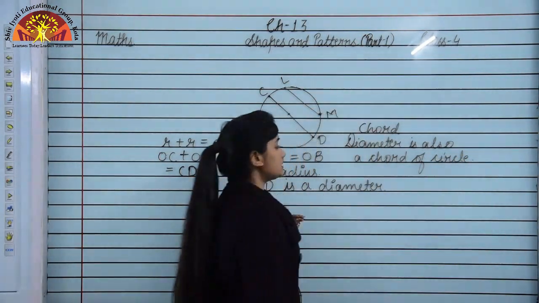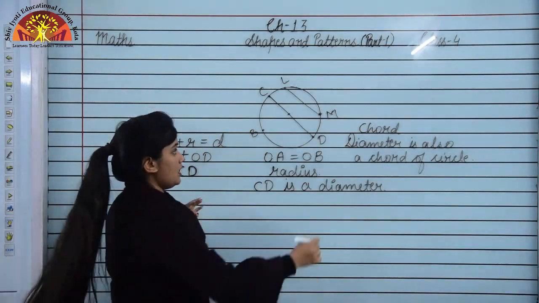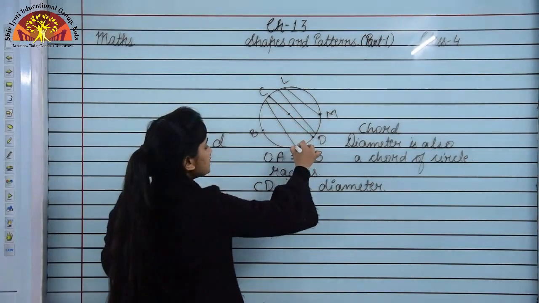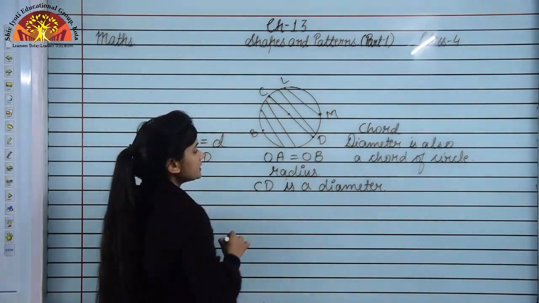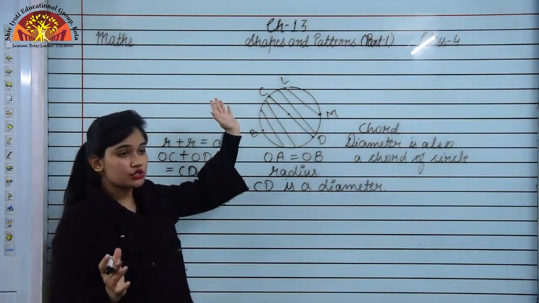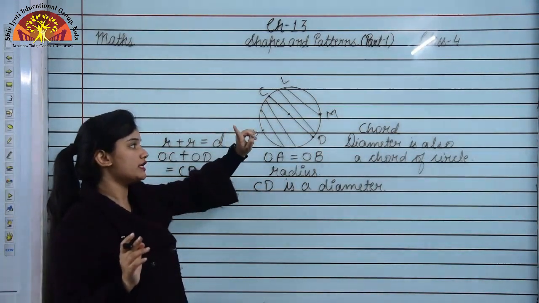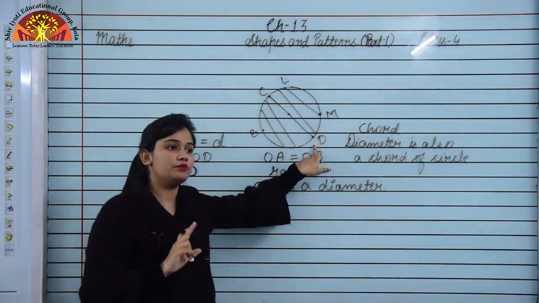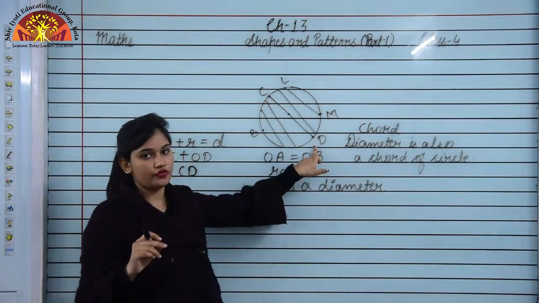And this diameter is the longest chord of the circle. You make any chord here, you can see this is smaller than this CD. All the chords being made are smaller than CD, okay? So what is the longest chord here in this circle? The longest chord is CD, that is the diameter of the circle. It means diameter is the longest chord of a circle.